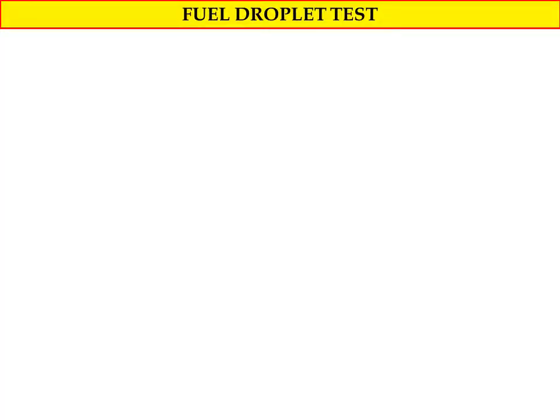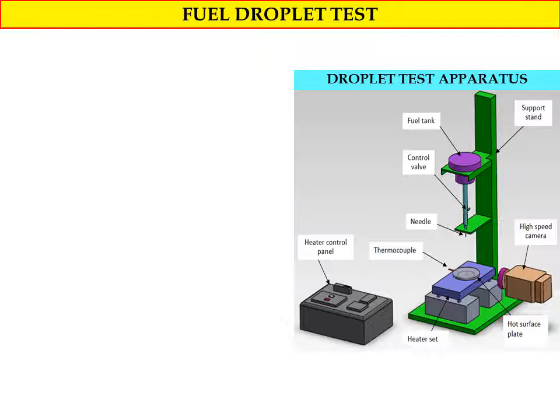Okay, first we look at the fuel droplet tests. The droplet test apparatus, as shown in the schematic diagram, consists of a fuel tank to store the tested fuel. We have a control valve used to control the dripping interval of the droplet impinged on the hot surface plate. We have a thermocouple to control the temperature of the hot surface plate, and also the heater control panel coupled with the thermocouple in order to control the temperature of the hot plate. A high-speed camera was used in order to observe the behavior of the droplet during the evaporation and also during the deposition.